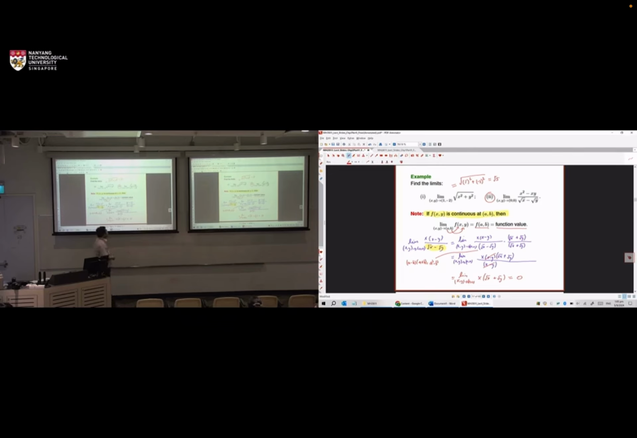Next, I have the limit as (x, y) approaches (0, 0) of (x squared minus xy) over (square root x minus square root y). If you try to sub in, you get 0 divided by 0. So it means this expression is not convenient for us to work with. You must try to use your high school method, Sec 3, Sec 4.